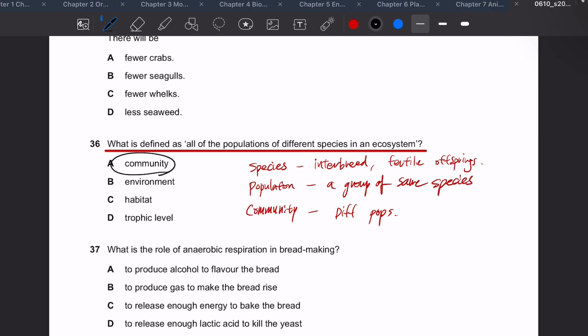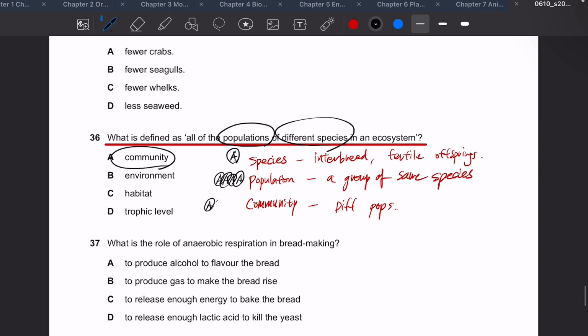It says all of the populations, which is plural, of different species. Okay. So let's say A. There's a species called A, and if many A's come together, they form a population. And if many populations come and gather around together like this, then they form a community. So this is a community. Okay.